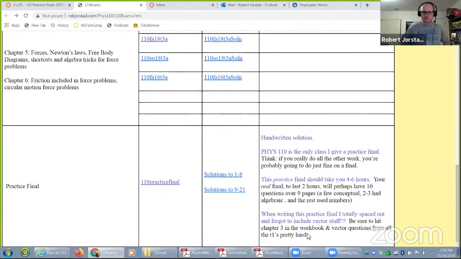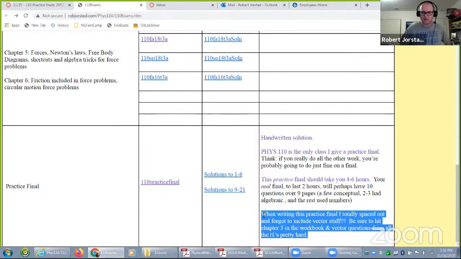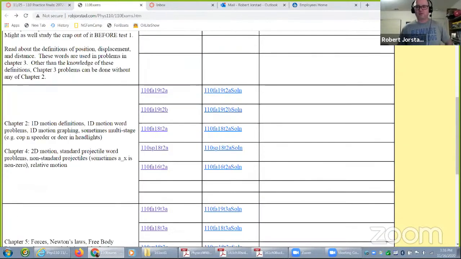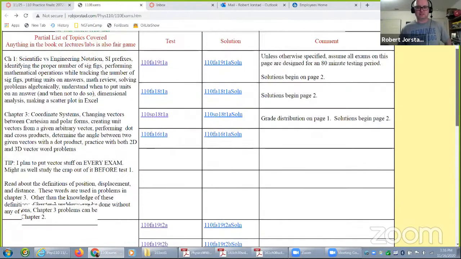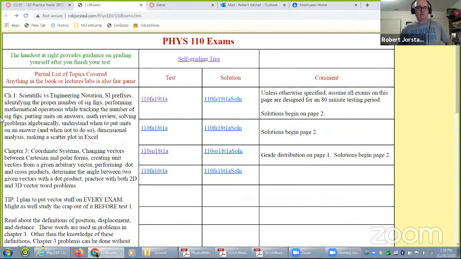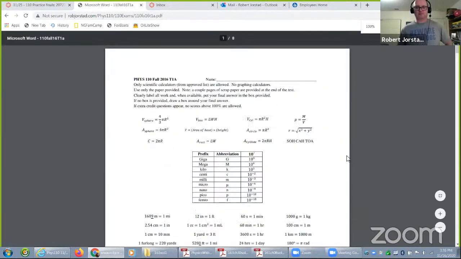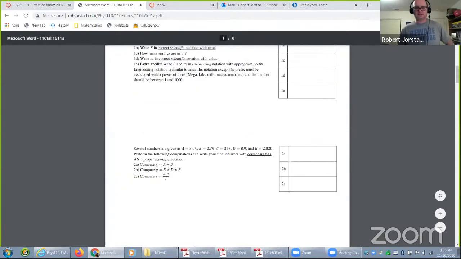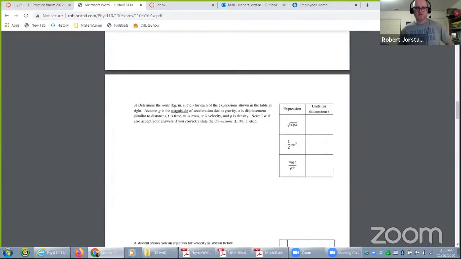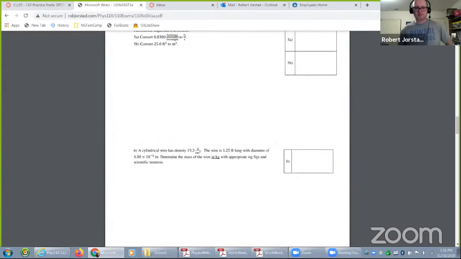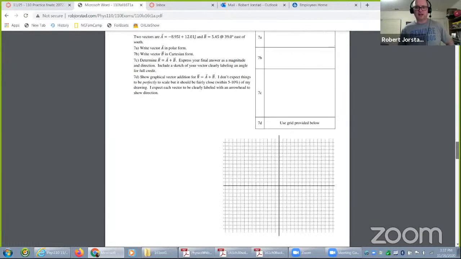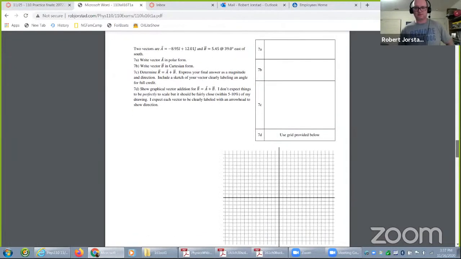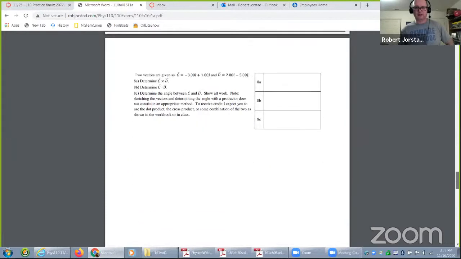Notice this note here: when I was writing that practice final, I totally forgot all the vector stuff, which is the main point of this course. I was just in such a rush. But if you look back here, there's lots of practice tests that do have vector questions on them. You can go through and see. There's lots of good practice questions here, all kinds of vector problems.